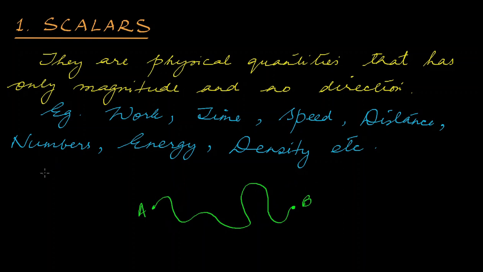Any number, 1, 2, 3, 4, any integer, those are scalar quantities. They don't have direction. When you write a number 4, you don't say that 4 is towards the right side or towards the left side or anything like that. It's just the magnitude. Energy also has only magnitude, and even density. All these quantities are called scalar quantities, or simply scalars.